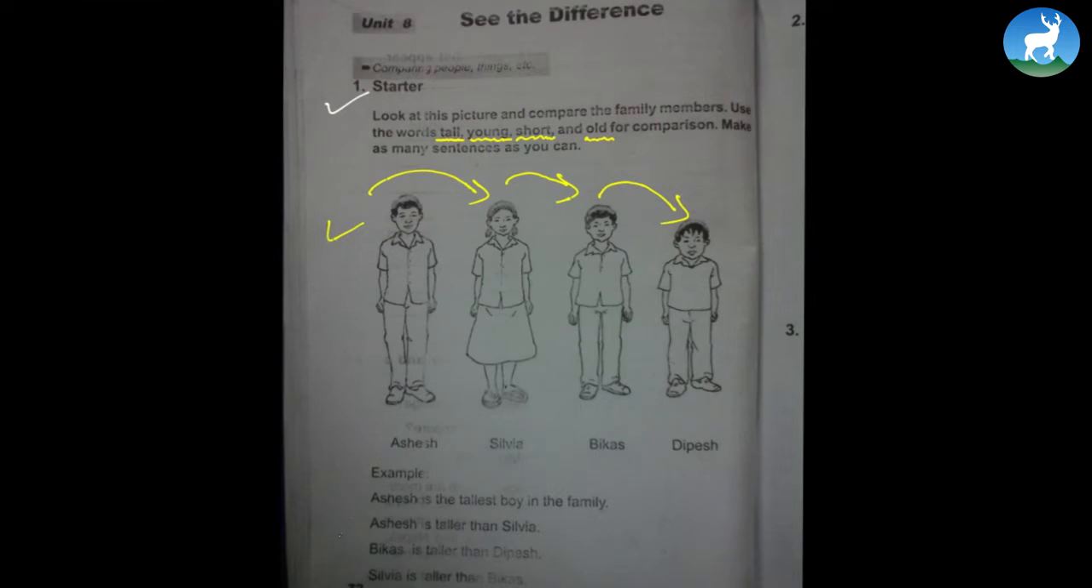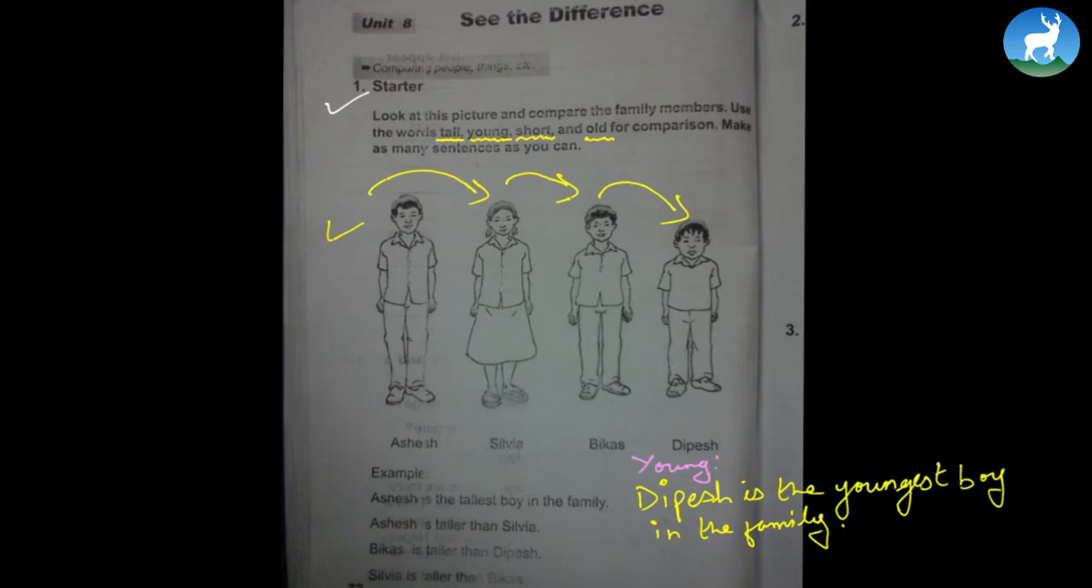How about in the classroom, you take time and you work on young, short, and old. For instance, what can you write for Dipesh? Well, you know what we're working on, let's say young. Dipesh is the youngest boy in the family. So this is when we are working for young. Dipesh is the youngest boy in the family.